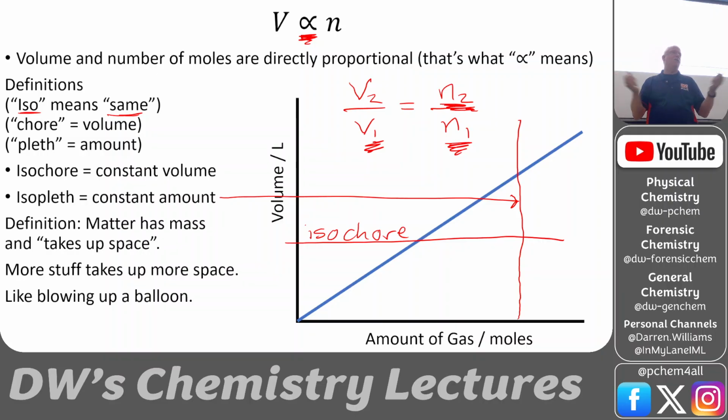The number of moles is a measure of the amount of stuff you have. You have more stuff, it takes up more space. And it's a linear relationship. Kind of like blowing up a balloon. If you put twice as much gas in the balloon, it'll be twice as big. Okay, that makes sense.